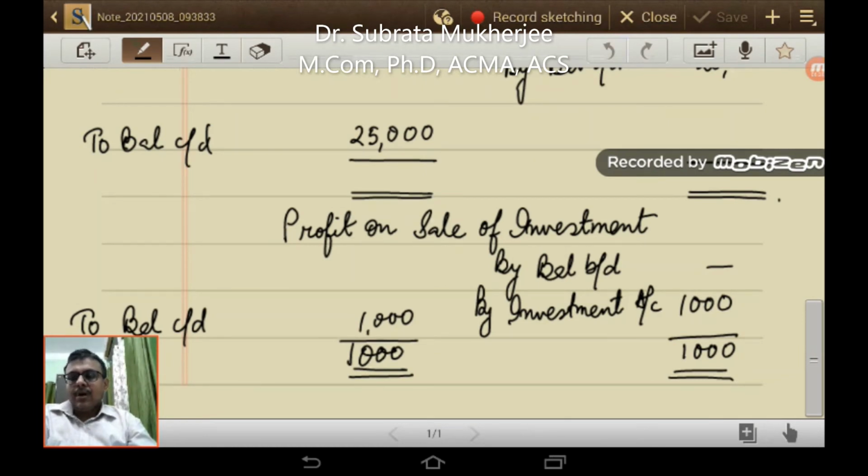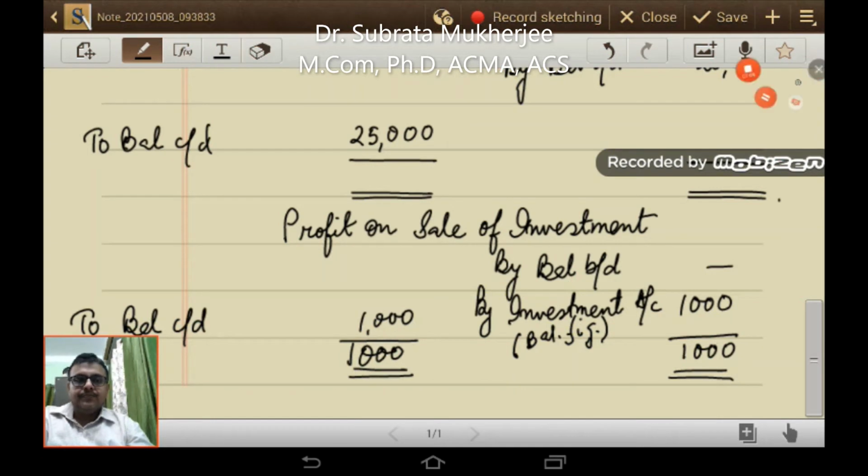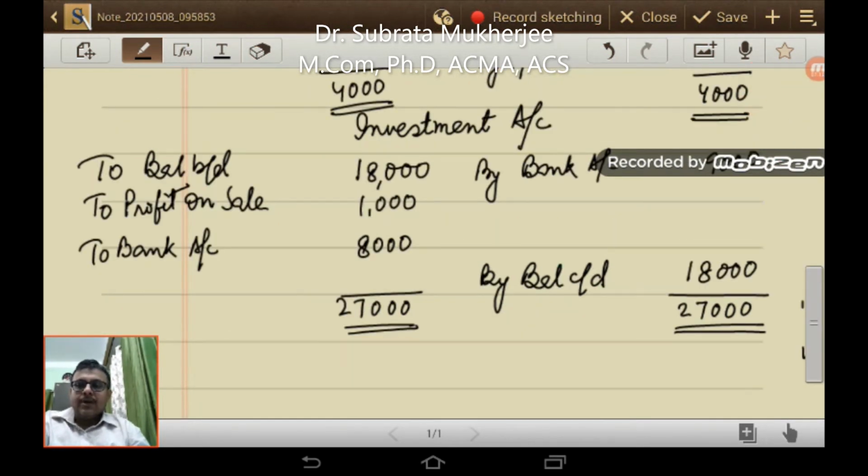The third item of additional information is during 2019-20 investment costing rupees 8,000 were sold and investment of the same cost were purchased. So this is a ledger that I have opened as profit on sale of investment. So the balancing figure in this account is the profit on sale of investment. So the journal entry I have written investment account debit to profit on sale of investment. So I have to transfer this balance to investment account. So profit on sale of investment has been transferred to investment account as to profit on sale of investment 1,000.